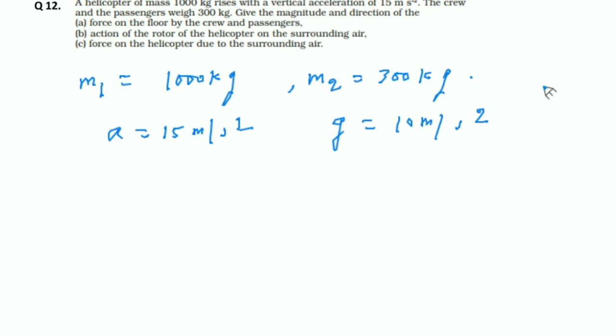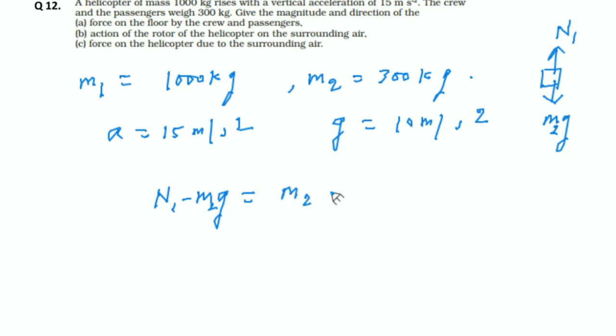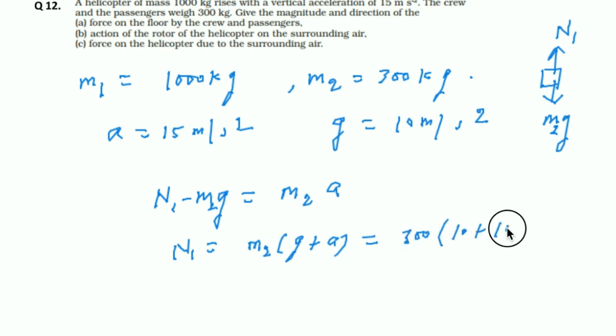Mg will act in the downward direction, and the ground reaction force N1 acts in the upward direction. So you can write N1 minus m2 g equal to m2 into acceleration. So N1 equals m2 into g plus a. Here m2 is 300, g is 10, and a is 15, so 25 into 300, and that will be 7500 Newton in the upward direction.